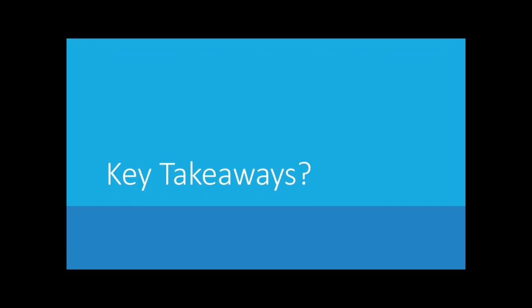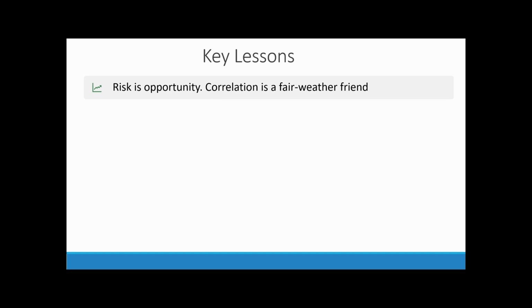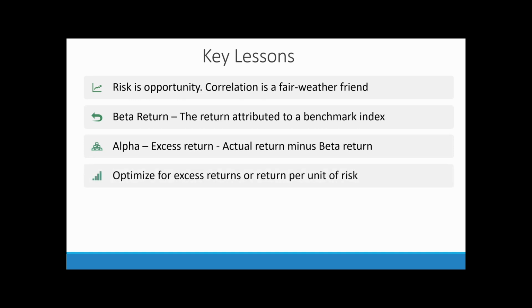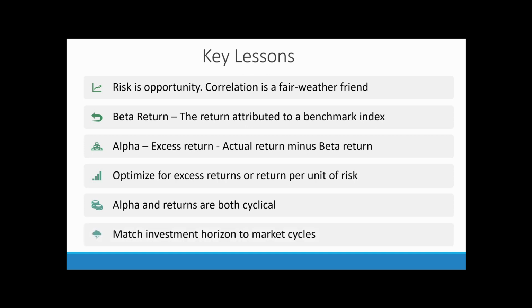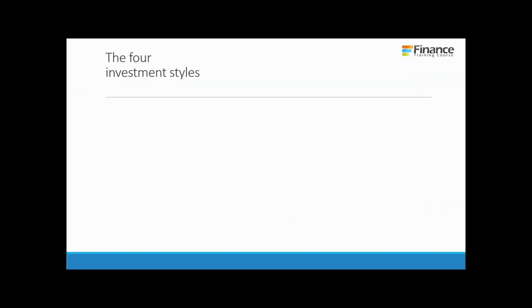So what are some of the key lessons we focus on teaching in our course on portfolio optimization models? Risk is uncertainty, but it is also opportunity. Beta return is the return attributed to a benchmark index. Alpha is excess return. Most optimization models optimize for excess returns or return per unit of risk. Alpha and returns are both cyclical. We need to match investment horizons to market cycles.